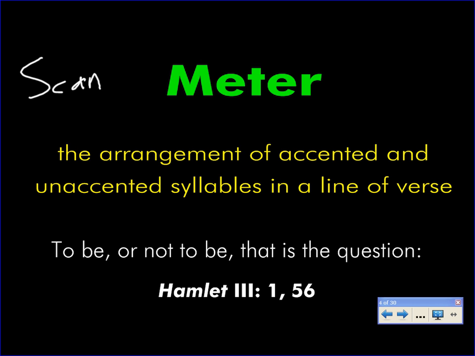Anybody remember the term scan, what that means? You may not have read it or heard it before. Scan is a verb, and it means to determine the meter of a line. Okay? So if you're scanning this line, you're determining its meter. You've got to find accented versus unaccented. How do you do that?